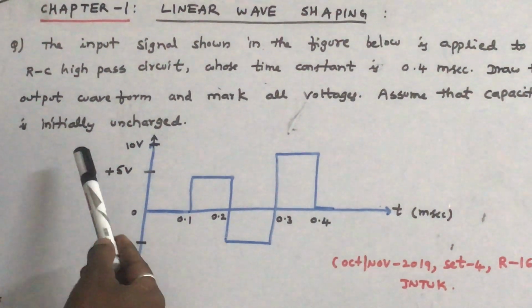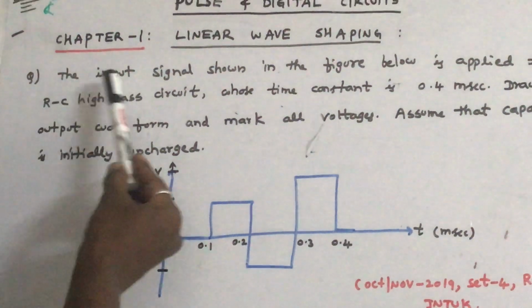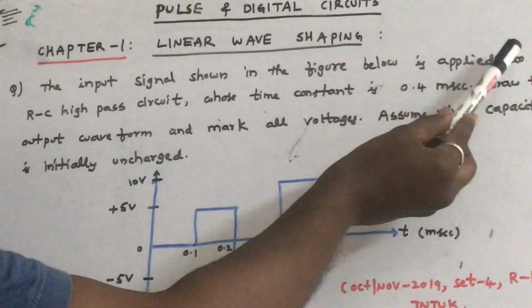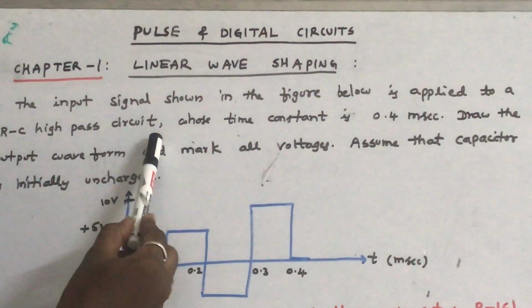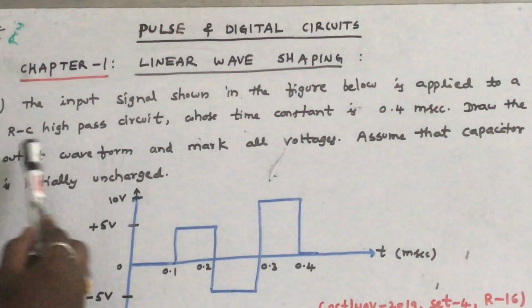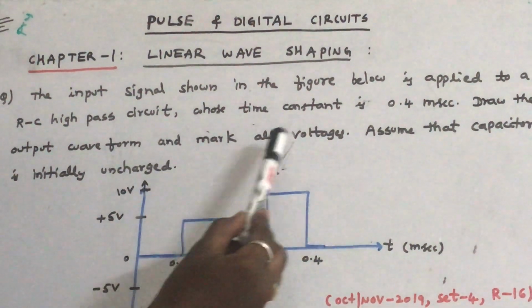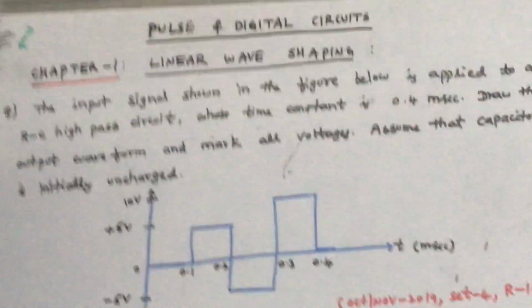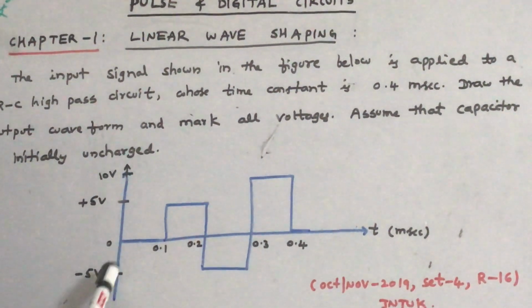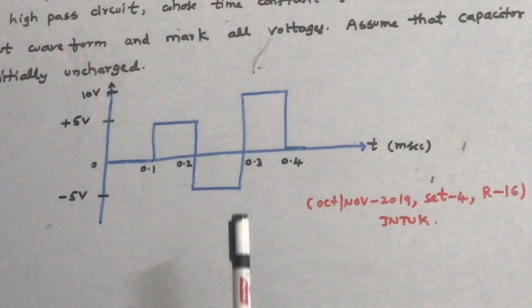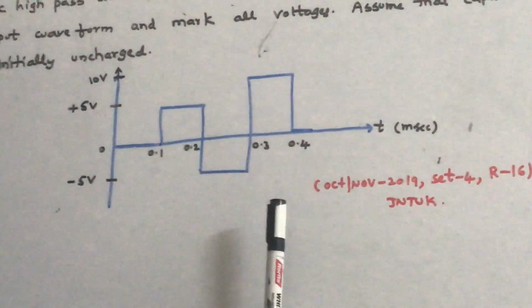The question is like this: the input signal shown in the figure below is applied to an RC high pass circuit whose time constant is 0.4 millisecond. Draw the output waveform and mark all the voltages. Assume that the capacitor is initially uncharged. You can see this kind of input waveform given to the RC high pass circuit with a time constant of 0.4 milliseconds.